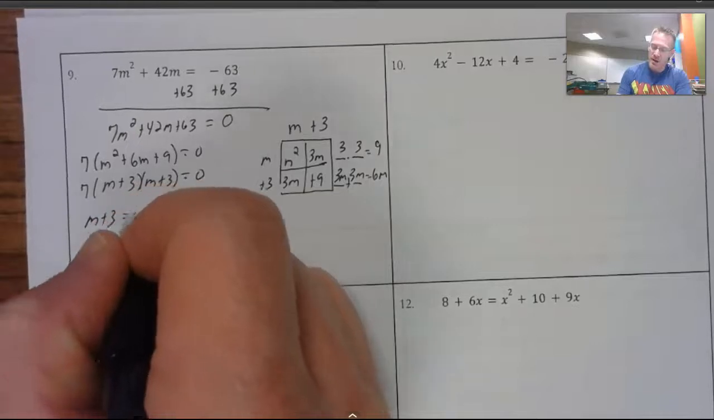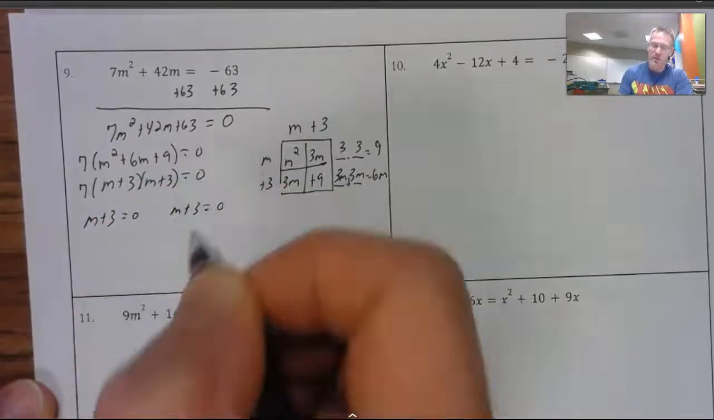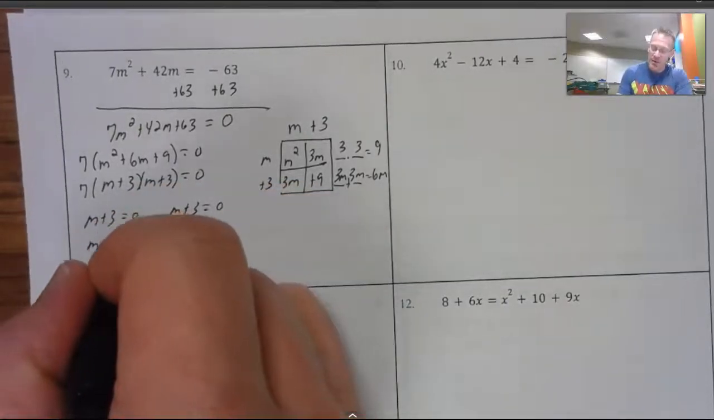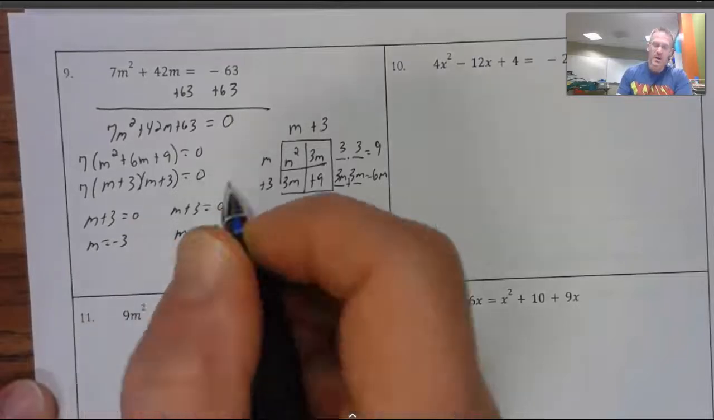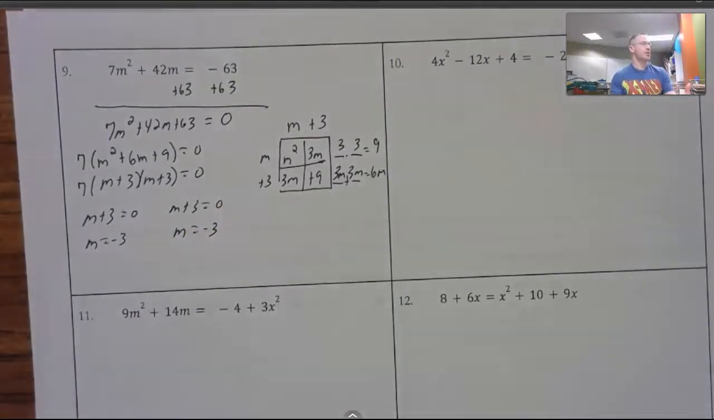So m plus 3 is equal to 0, m plus 3 is equal to 0. And notice I get negative 3 twice. And what we say is it's a multiplicity of 2. If you get more than one solution, you only have to write it once, but it does tie into some things that you're going to talk about in Algebra 2 eventually. All right, let's do one more together.